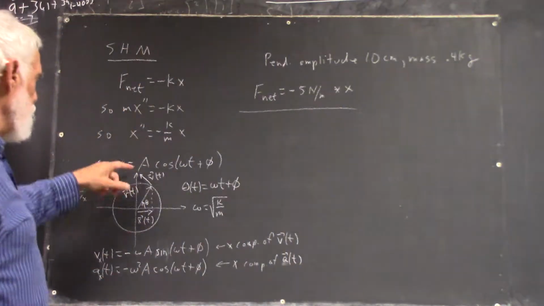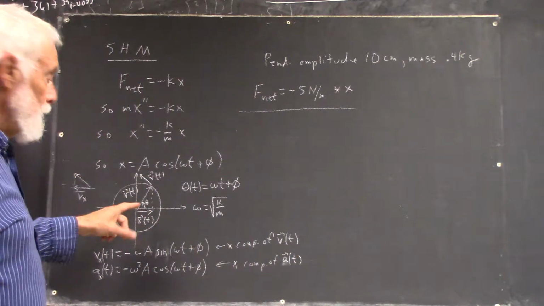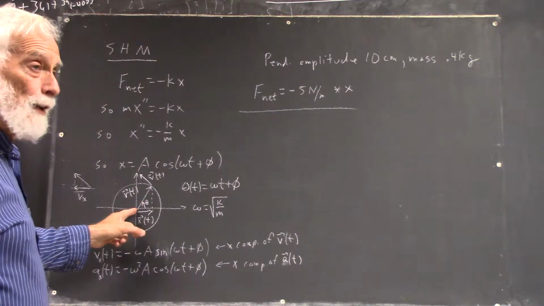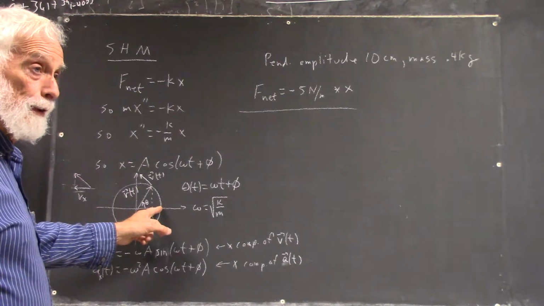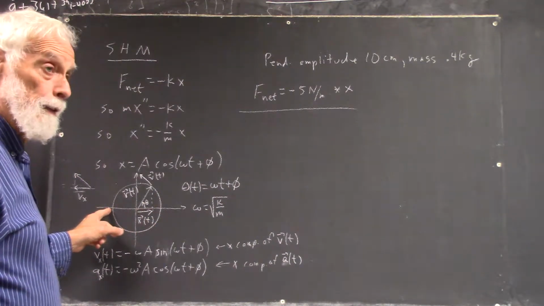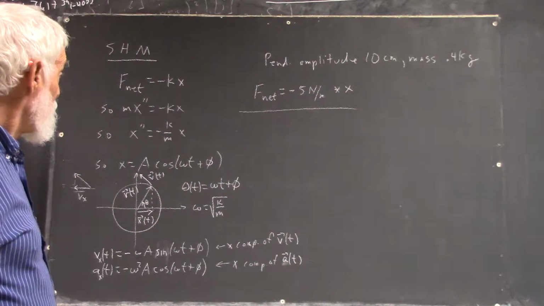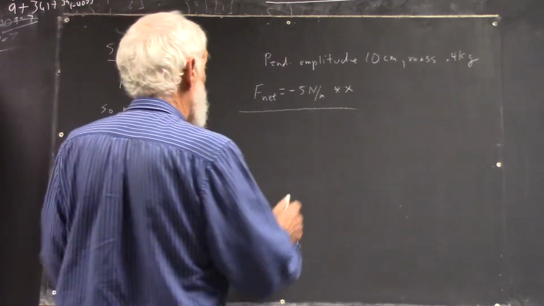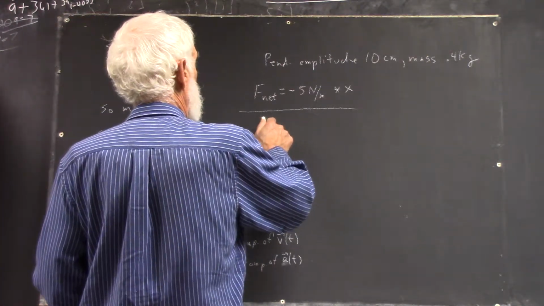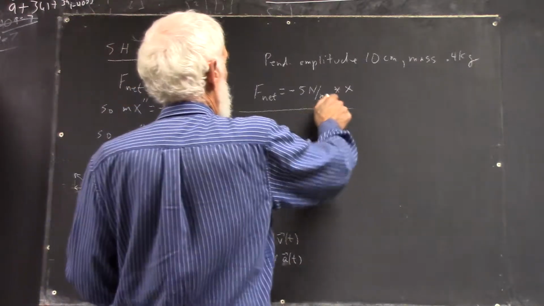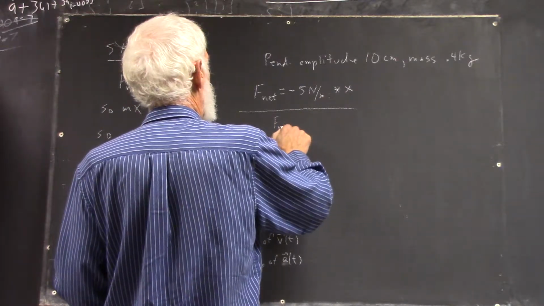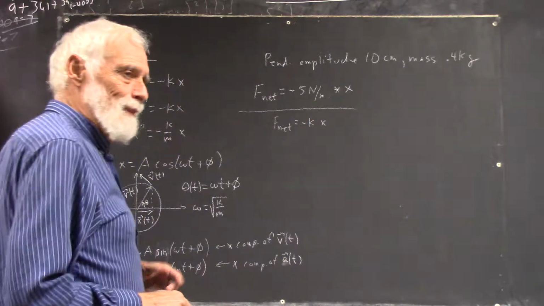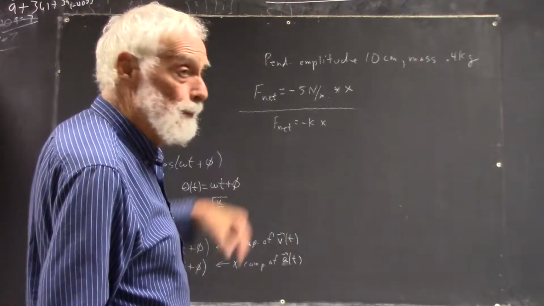A, of course, is the radius of this circle, which is the amplitude of motion. Amplitude of motion being the maximum distance from your equilibrium position, which occurs here and here. Okay? So we know A. So first of all, let's just start with this. A is the easiest thing to see, but this is most important.